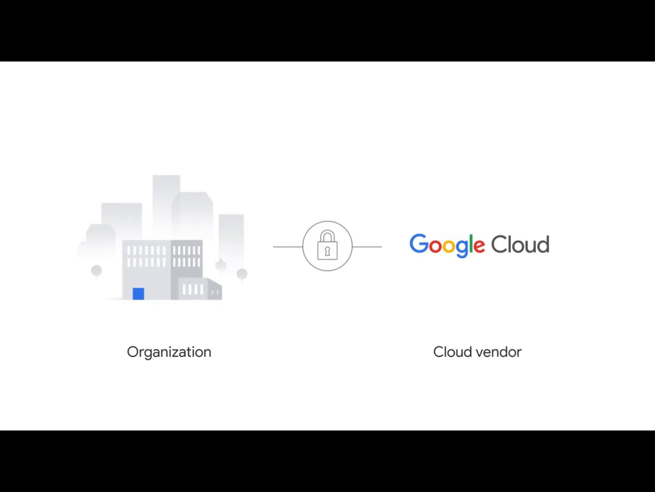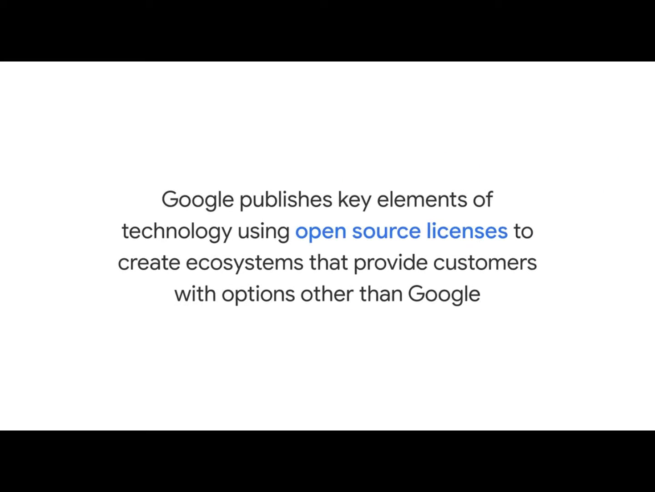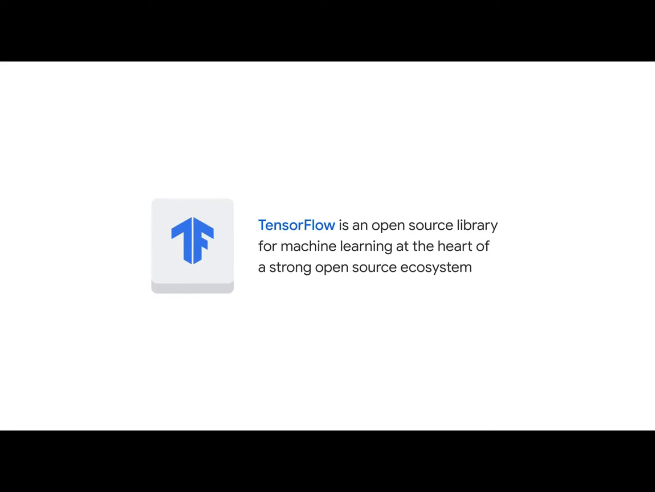However, if, for whatever reason, a customer decides that Google is no longer the best provider for their needs, we provide them with the ability to run their applications elsewhere. Google publishes key elements of technology using open source licenses to create ecosystems that provide customers with options other than Google. For example, TensorFlow, an open source software library for machine learning developed inside Google, is at the heart of a strong open source ecosystem.